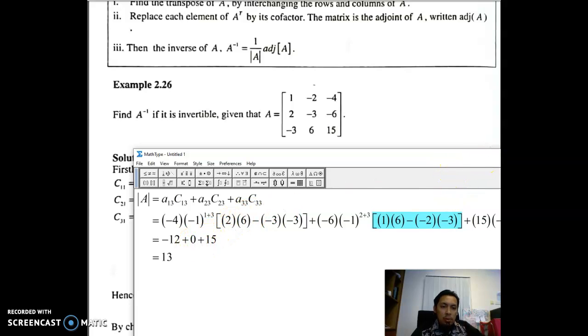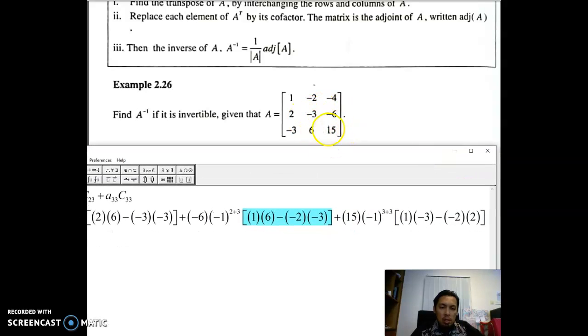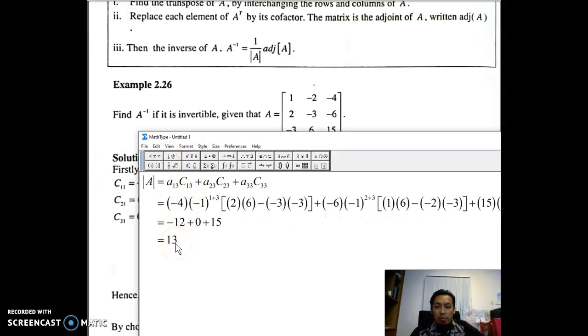And as for the last one, which is the third element, which is 15, this is in A33. Okay, so this is the calculation. I have 15 as the element times its cofactor, which is this, right? So inside here is the minor for that particular element. So for this one, the minor is 1 times negative 3 minus negative 2 times 2, and that gives me 13, and that gives me 15.